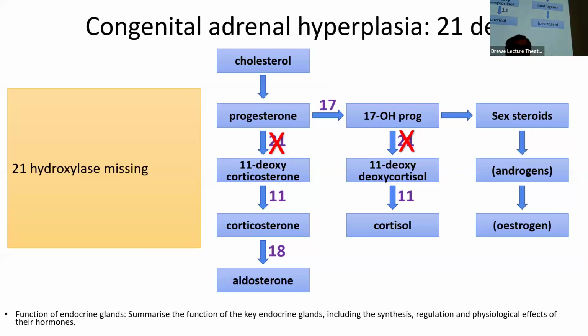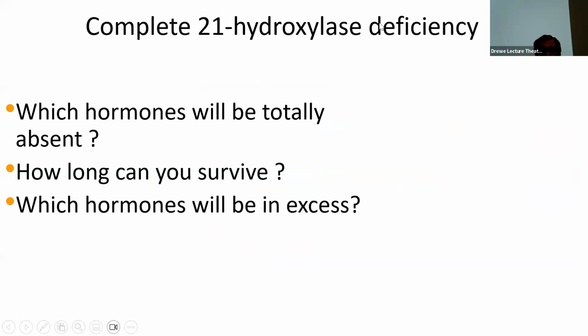Now, if you are missing one of these enzymes, it can be complete or it can be partial. Supposing you've got complete deficiency of the enzyme 21 hydroxylase, the key questions are: what will be missing? And without those things, how long will you survive?